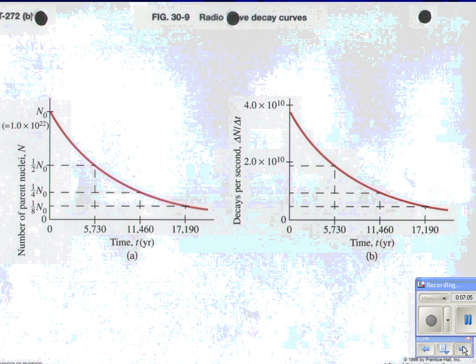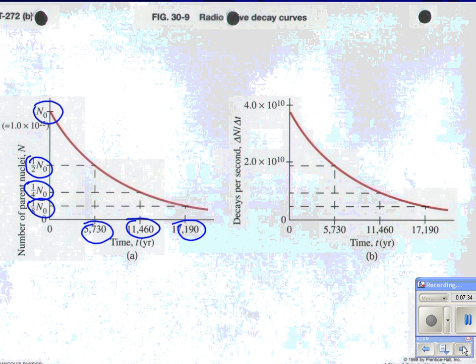Graphically, here's what radioactive decay looks like. That's an exponential function, exponential decay. Hopefully you guys have studied this in math. You can look at half-life in two different ways. Here is the number of parent nuclei. You start with a certain amount of whatever it is that's radioactive, and after a certain amount of time, you will have half of it. That's the half-life. After another half-life, you will have half of that, which is 1/4 of the original. And then one more half-life, you'll have half of that, which is 1/8 of the original, and so on and so on and so on, okay?